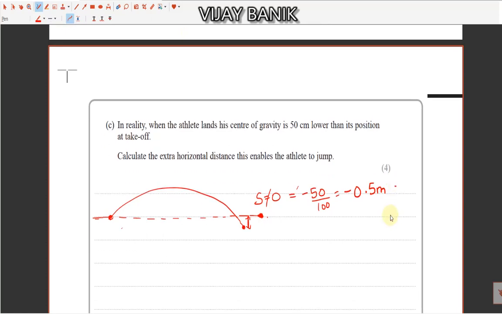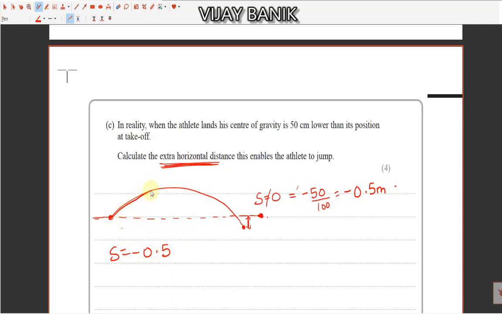Okay, so what's my S? What did they say? Calculate the extra horizontal distance. Now the thing is that he traveled that extra time. What is that extra time he traveled for? Let me find that first of all. S is minus 0.5.